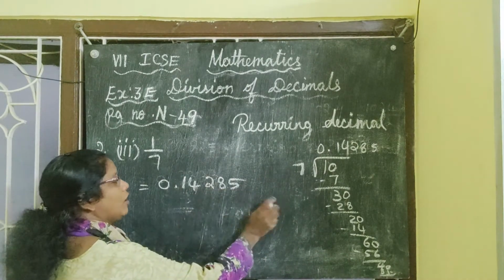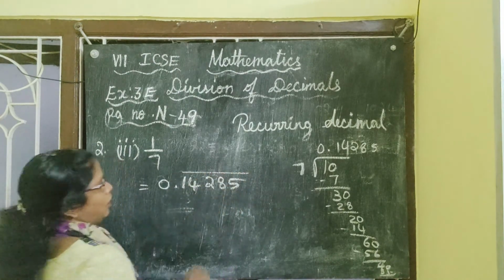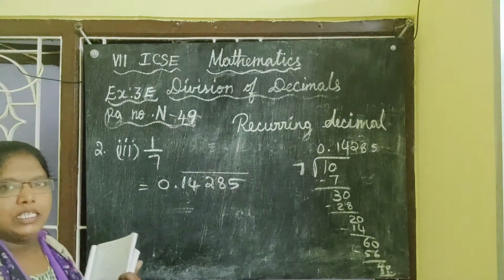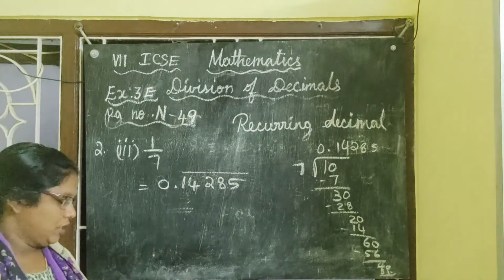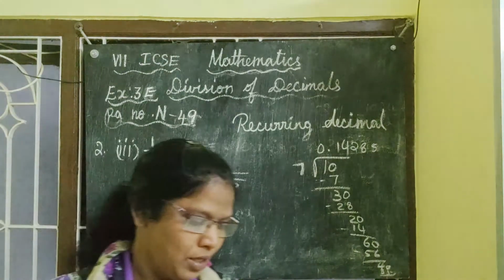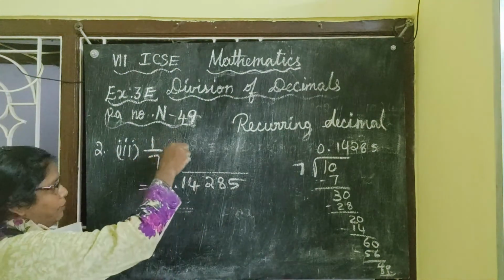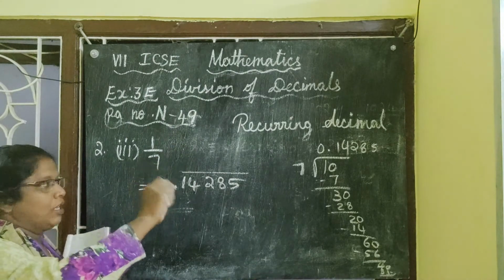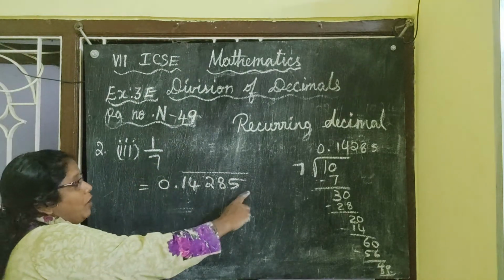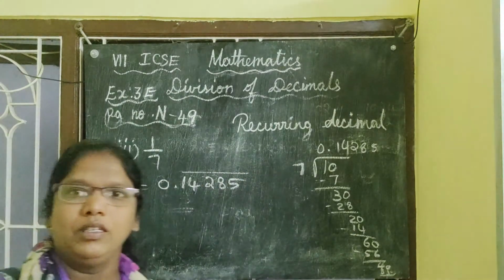Here the digits are different, 1, 4, 2, 8. So it's going on and we are not having the same number. So in this case, you put a dash on top of the decimals. It is non-recurring. Understood? Recurring means a repeated number, and we can keep one dot on the number. Here the numbers are going on but not the same number, so I am putting a dash on top of the decimals.